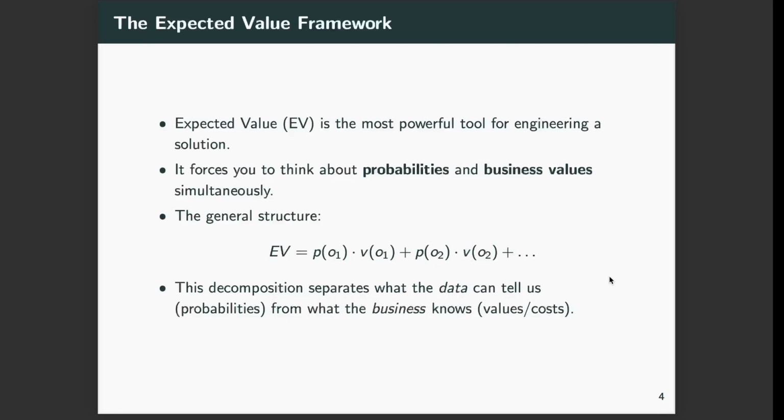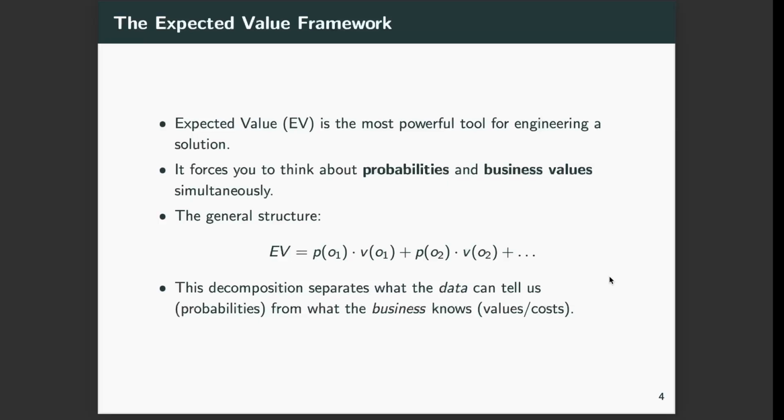Expected value, which we abbreviate as EV, is a concept from probability theory that you may have encountered before. But in the context of data science, it takes on a special power. Why? Because it forces you simultaneously to think about two things that must both be present for a good business decision: probabilities and business values. Let me explain what I mean by that.